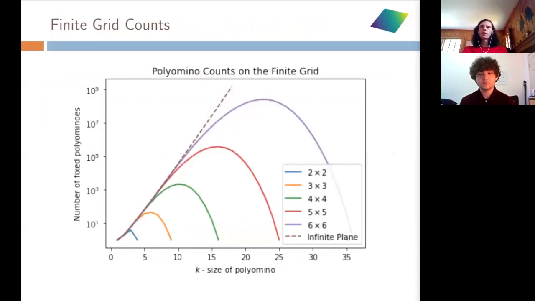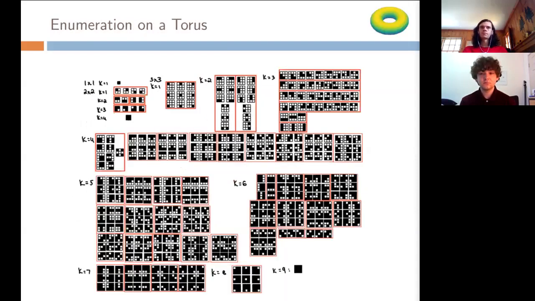Implementing the algorithm in Python, we were able to count all polyominoes on the 2 by 2 through 6 by 6 grids. I repeated the process on the torus, using the finite grid as a makeshift guide to see what polyominoes would be possible.